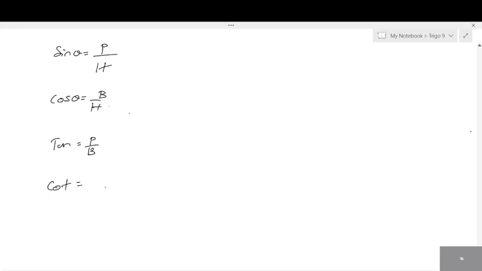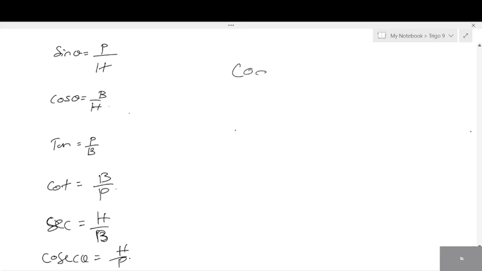Okay, what is cot, students? What is the reciprocal of tan? Cot will be base by perpendicular. Next, what is sec theta? Hypotenuse by base. Sine, cos, tan, cot, sec, cosec. What is cosec? Hypotenuse by perpendicular. So we know the table. These are the reciprocal values. Then we know the trigonometric ratio values.